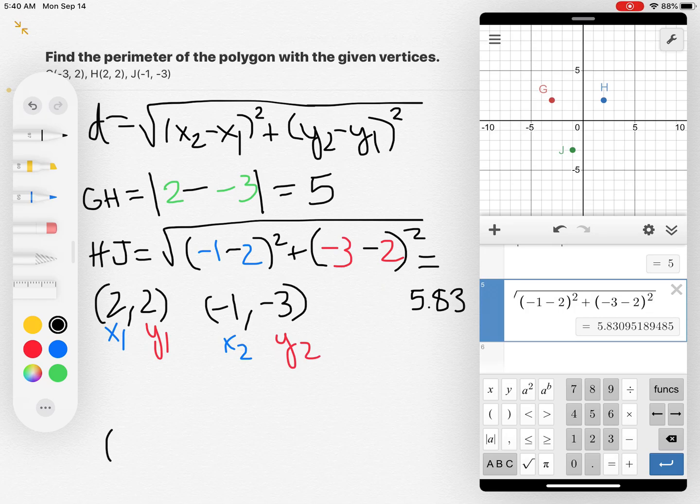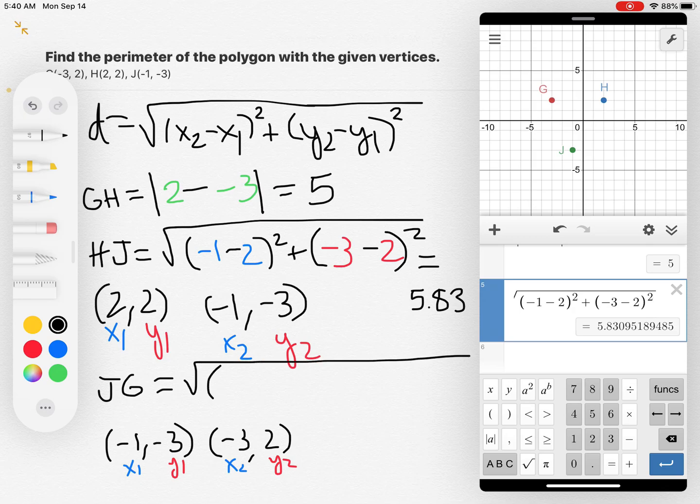So I'm going to do my J point first just because I can. J is negative 1, 3. G is negative 3, 2. Just like before, x1, y1 is our first point. x2, y2 is our second point. Let's plug those into the distance formula. Since I wrote my J point first, I'm going to write it as JG. You could do it the other way around, not a big deal.